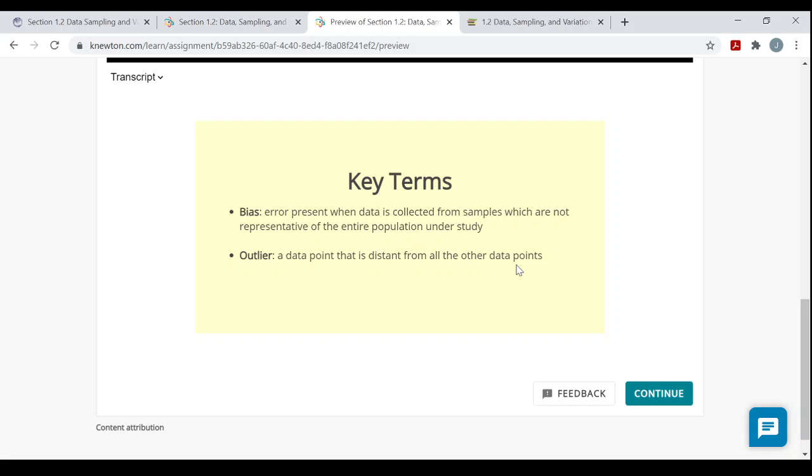So if all my data were around 75, let's say 74, 73, 77, 72, 75, and then there was one piece of data that was like the number 4, that would throw off an average quite a bit. It would throw off your variance. It would throw off a lot of things if that number 4 was allowed to continue to be in there. So an outlier is just a data point that is distant from all other data points. Just a couple simple definitions there.